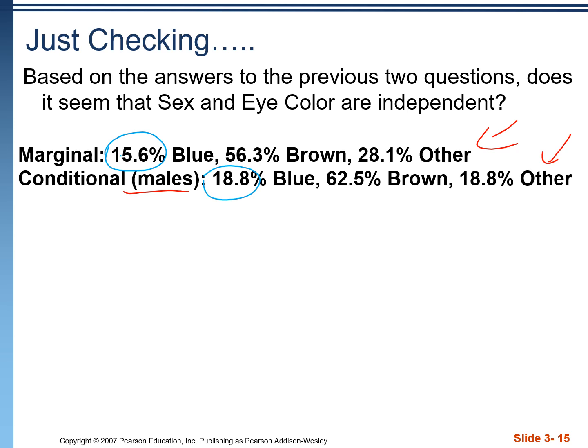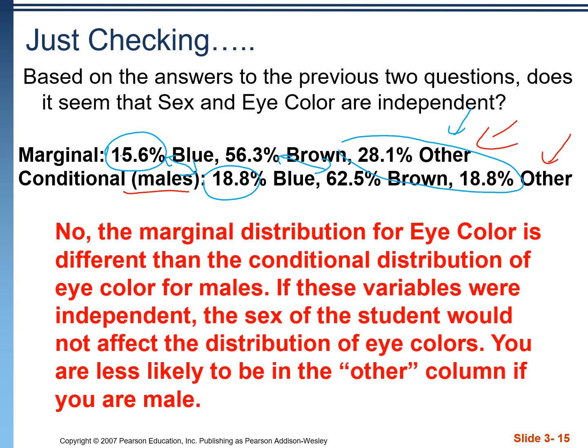Obviously, they're not equal, but they're pretty close. It looks like the percentage of people with blue eyes is approximately the same, at least in those two distributions. These two numbers are a little farther apart, and then once we get to this last one, I'm going to call these two different. So for that reason, I'm going to say no, the marginal distribution for eye color is different from the conditional distribution. If these variables were independent, the sex of the student would not affect the distribution of eye colors. You're less likely to be in that other column if you're male compared to an overall student.